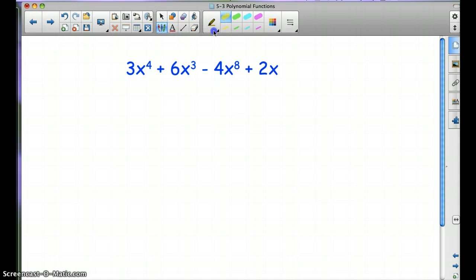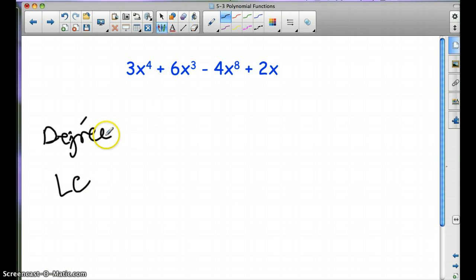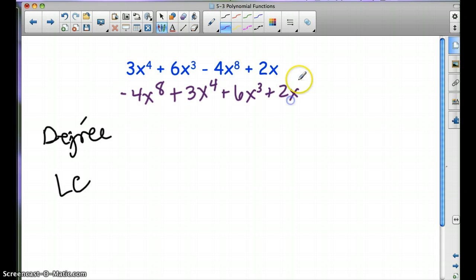So here I want to find the degree and the leading coefficient. In order to find them, we need to put this in standard form, with the greatest exponent first. So negative 4x to the 8th plus 3x to the 4th plus 6x cubed plus 2x. It's in standard form now, so the degree is going to be 8 because we have the largest exponent, and the leading coefficient is going to be negative 4.